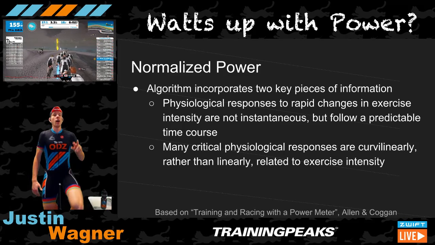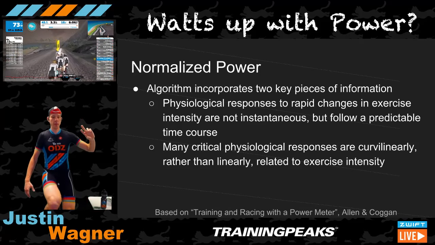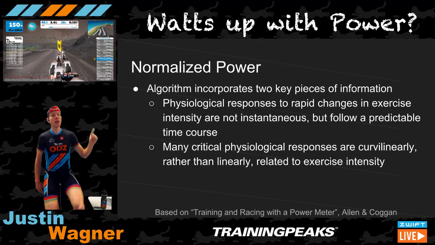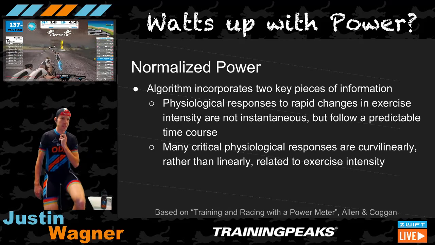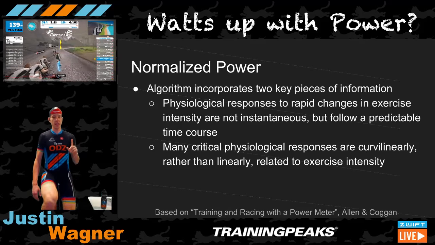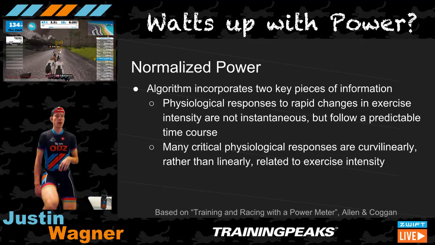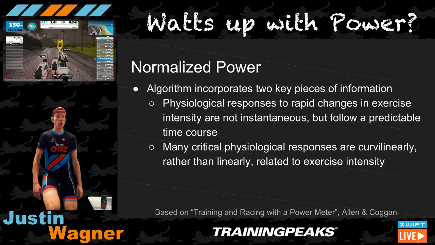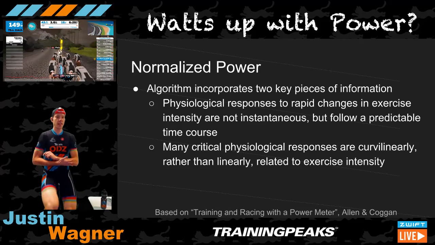So the normalized power algorithm incorporates two key pieces of information. Okay, this is straight out of the book, not my words. Physiological responses to rapid changes in exercise intensity are not instantaneous, but follow a predictable time course, as well as many critical physiological responses are curvilinearly rather than linearly related to exercise intensity.